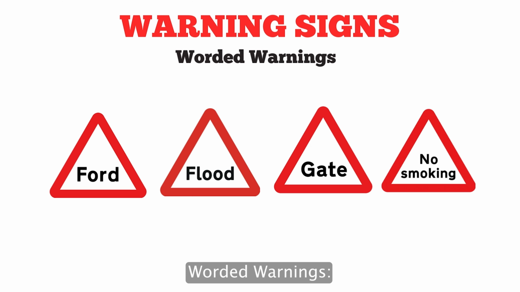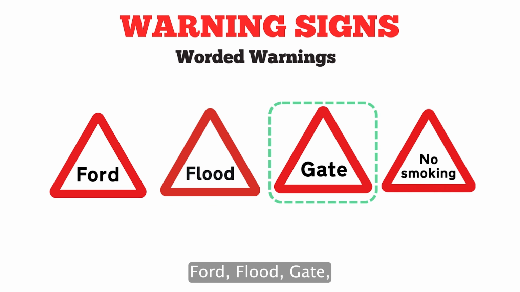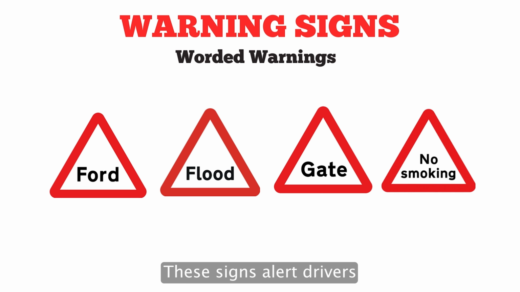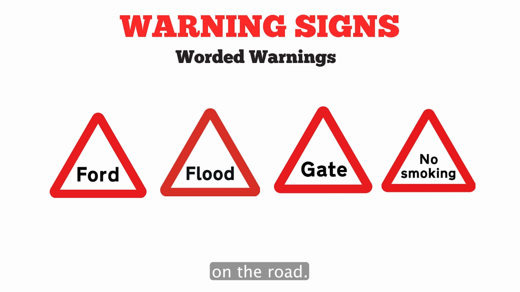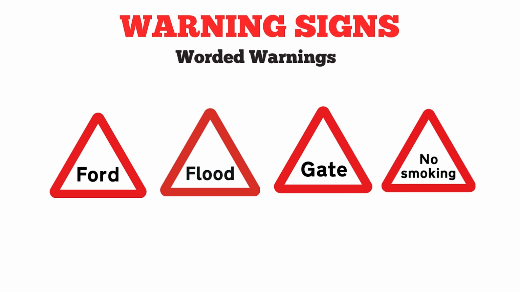Worded warnings. Ford, flood, gate, gates, or no smoking. These signs alert drivers to specific conditions. Ford warns of a shallow water crossing, while flood indicates a high risk of water on the road. Gate and gates warn about barriers across the road.